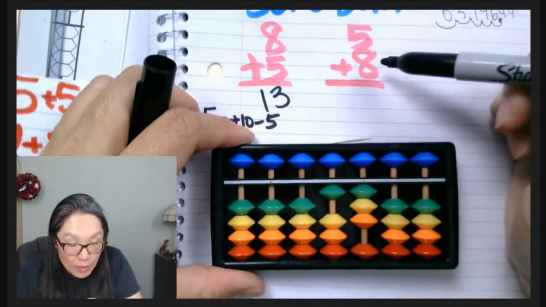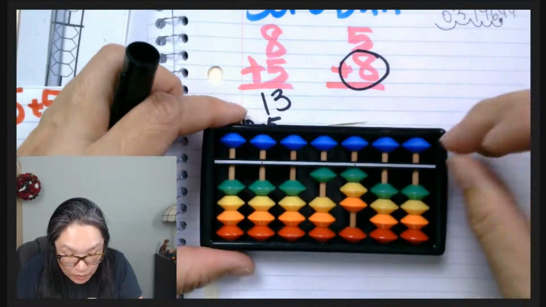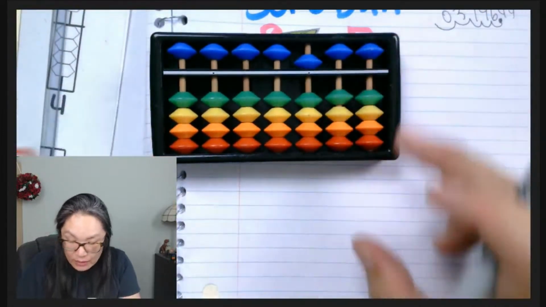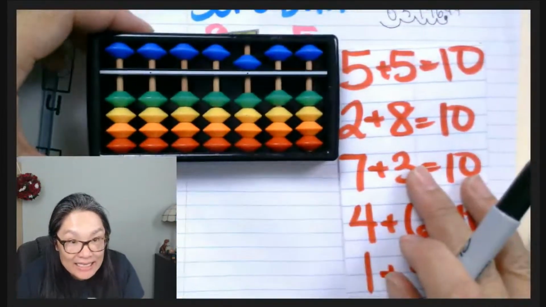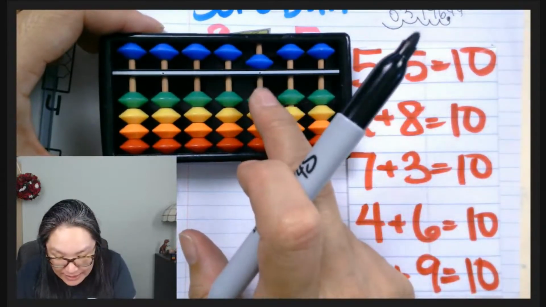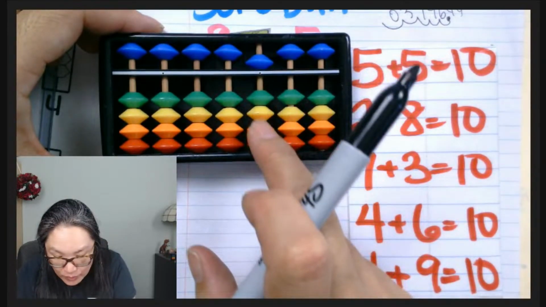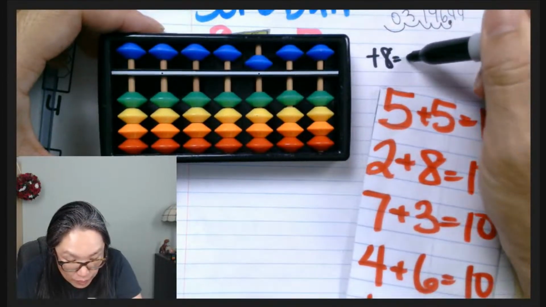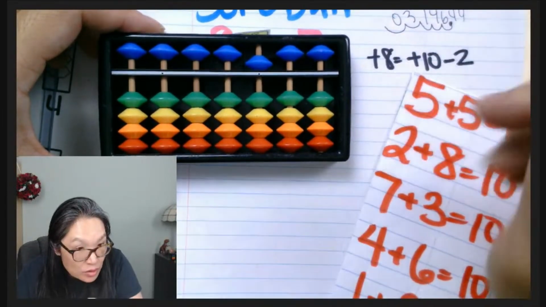But now this is the problem. Why? Because now we're going to add the 5, and now what we need to do is add the 8. We need to add the 8. We don't have any beads to add the 8. We know that when we add the 8, it is equal to plus the 10 minus the 2.